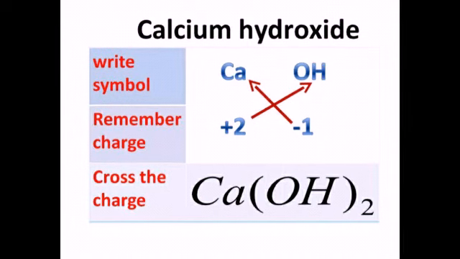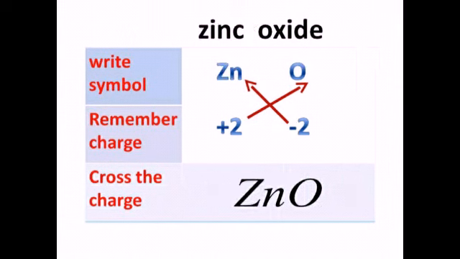Next is calcium hydroxide. First, let us write the symbol. Symbol of calcium is Ca, hydroxide is OH. Then write the charges. Charge of calcium is +2 and charge of hydroxide is -1. Follow the criss-cross rule. So the charge of hydroxide will go to calcium and charge of calcium will go to hydroxide. Then we get Ca(OH)2.